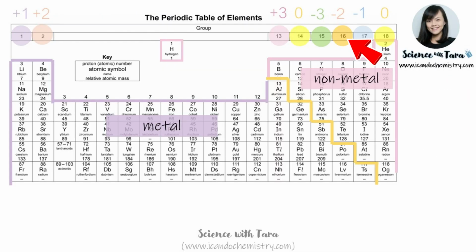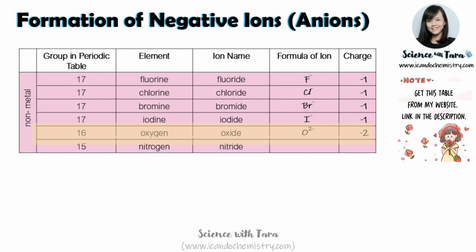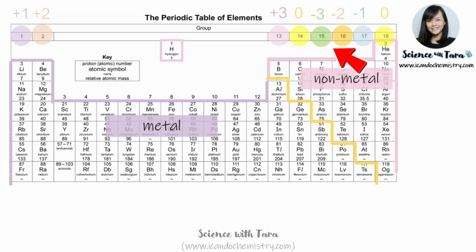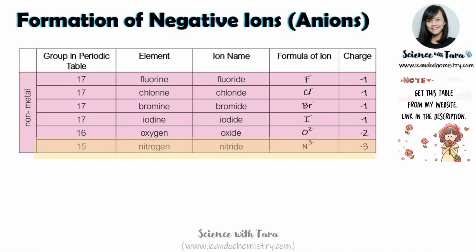Group 16 elements form ions with a charge of negative 2. Oxide is O2-. Group 15 elements form ions with a charge of negative 3. Nitride is N3-.